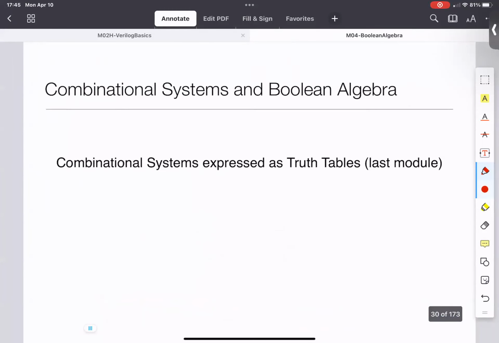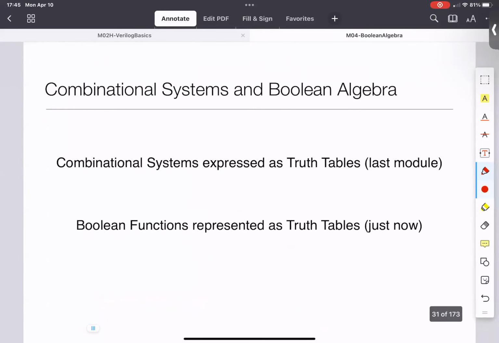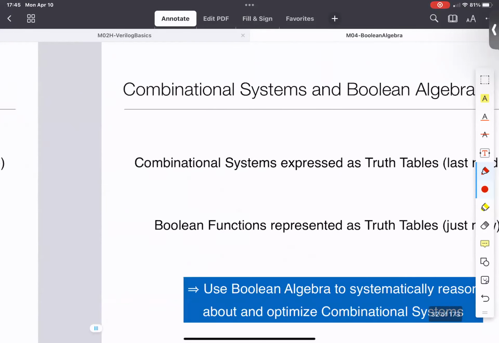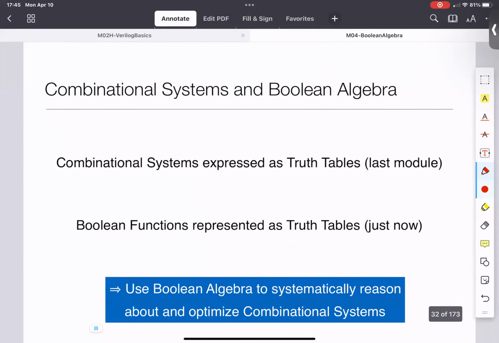Combinational systems can be expressed as truth tables. We saw that last time. Boolean functions can be represented as truth tables, which we just saw. So what follows is Boolean algebra can be used to represent combinational systems. And more importantly, once we are in the world of algebra, we can manipulate it, we can optimize it, we can do clever things.